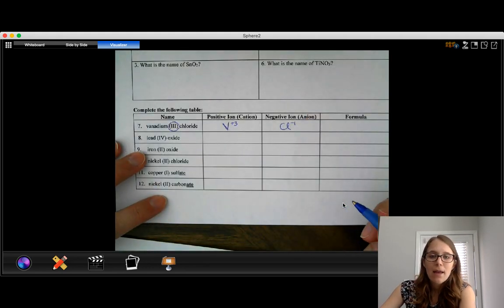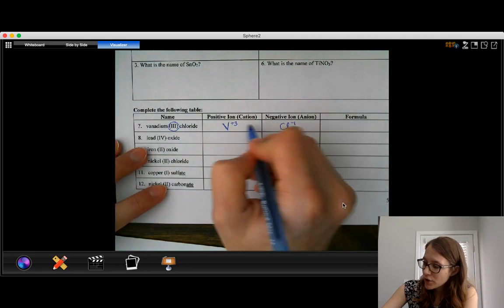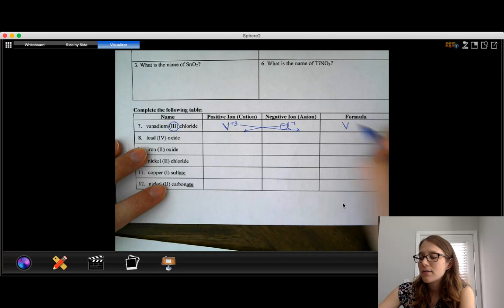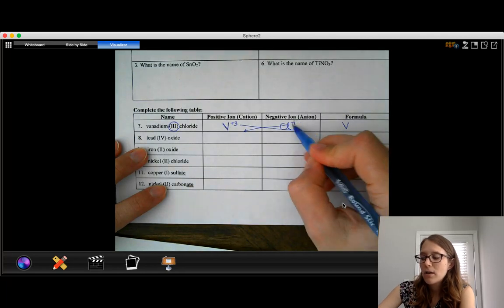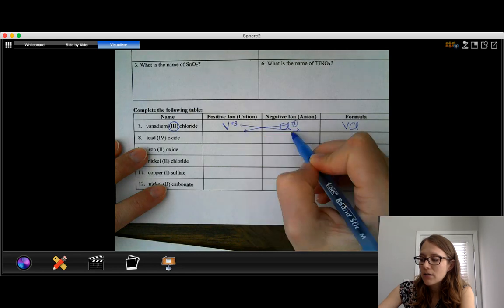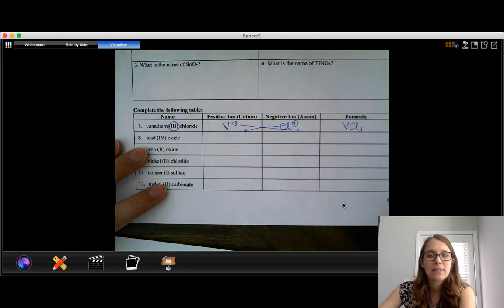Okay, once we look at that, we look and see, are they a perfect match or a crisscross? And in this case, we're going to need to crisscross. So vanadium, I need 1, so just V. And then chlorine, I need 3, so VCl3.